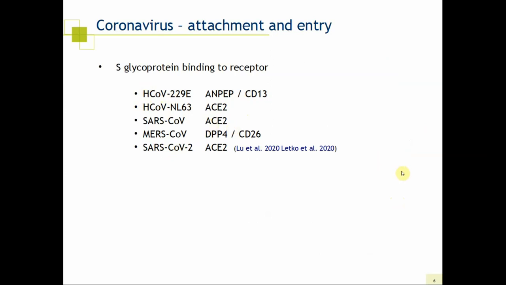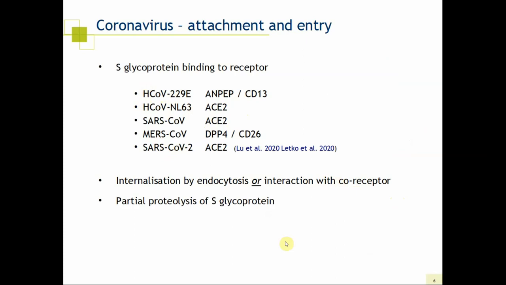So once the virus is bound to the receptor, then it's internalized either by endocytosis, or it will initiate membrane fusion directly after an interaction with a co-receptor. However, in both cases, what is really essential for fusion is partial proteolysis of the S-glycoprotein, and that's what's going to activate membrane fusion. And the membrane fusion will allow the nucleocapsid, that's the virus genome, to be released into the cytoplasm.